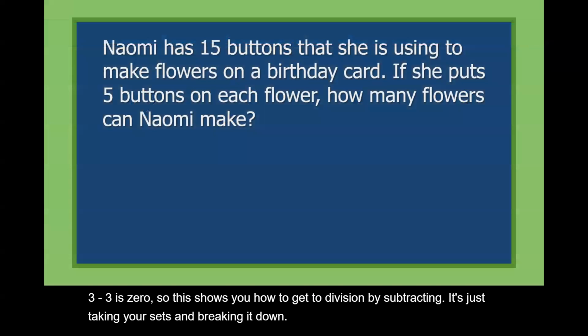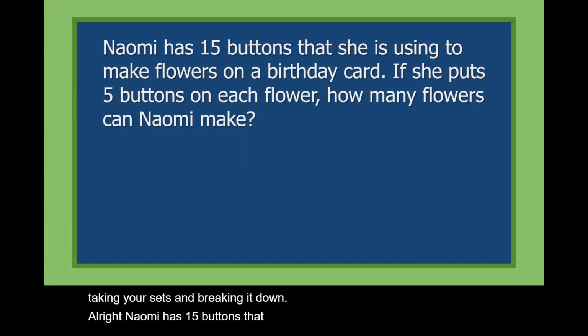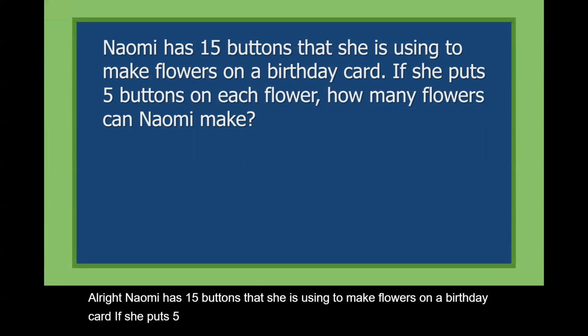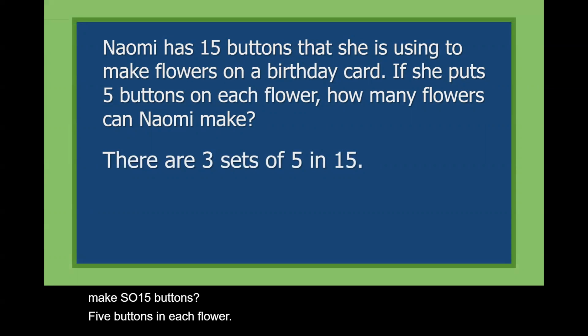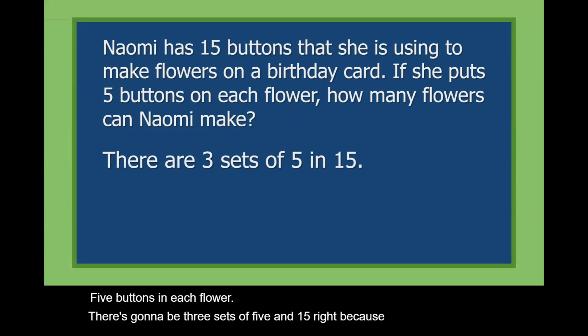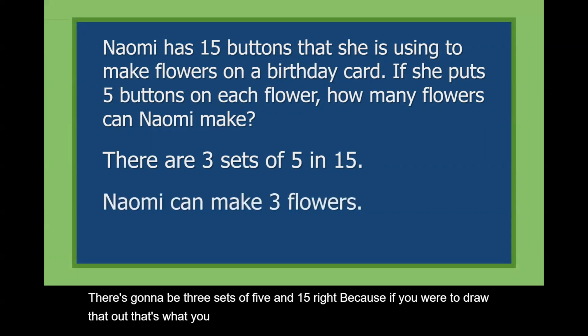All right, Naomi has 15 buttons that she is using to make flowers on a birthday card. If she puts 5 buttons on each flower, how many flowers can Naomi make? So 15 buttons, 5 buttons in each flower. There's going to be 3 sets of 5 in 15, right? Because if you were to draw that out, that's what you would come up with. Naomi can make 3 flowers.